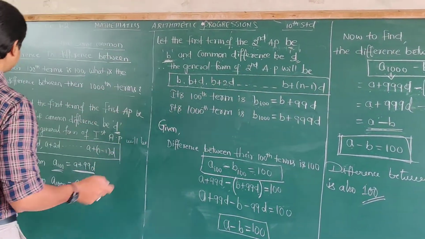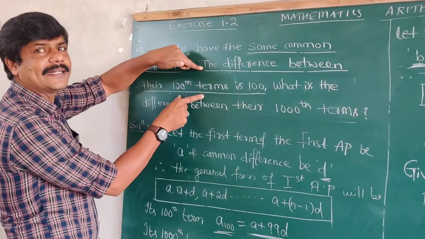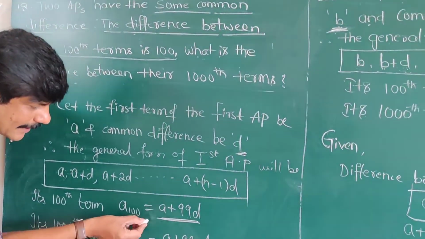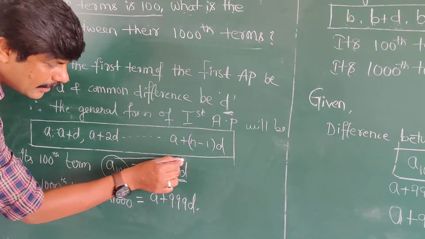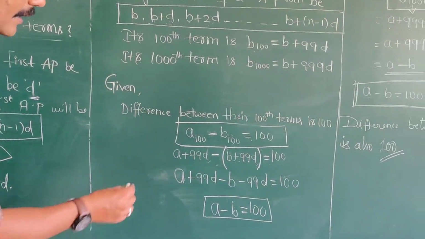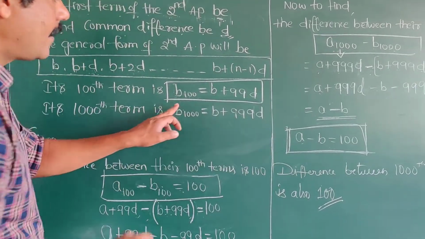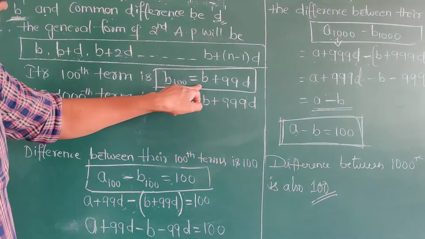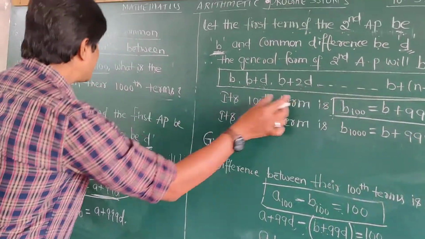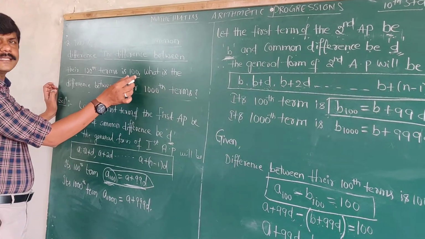Now, see here, the difference between their 100th terms. Here in the first AP, the 100th term is A100, or A plus 99D. In the second AP, the 100th term is B100, which equals B plus 99D. What is the difference between these two? The difference between these two 100th terms is 100.